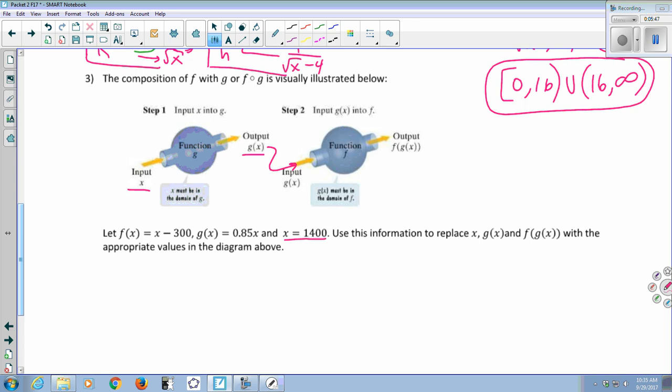So I want to use that information to replace x, g of x, and f of g of x with appropriate values. All right, so x is 1400, so I'm going to feed a 1400 into the G machine, and then G is 0.85x, so my output would be 0.85 times 1400, which is 1190. Then I take that 1190 and feed it into the F machine, and F is x minus 300, so 1190 minus 300 is 890. That should be my output.